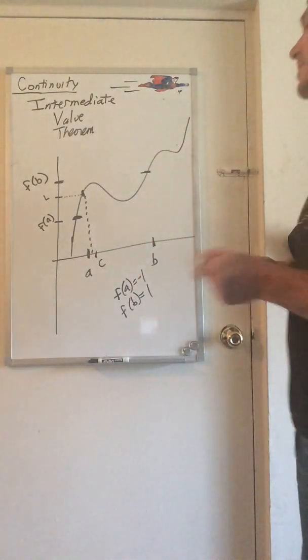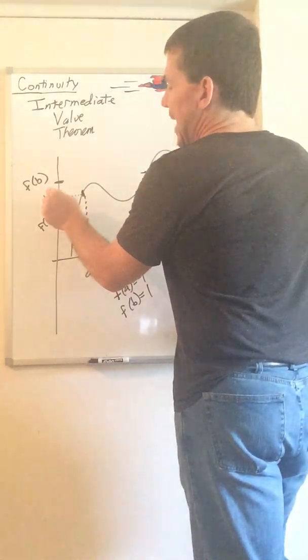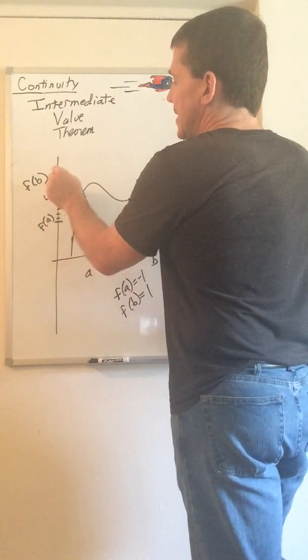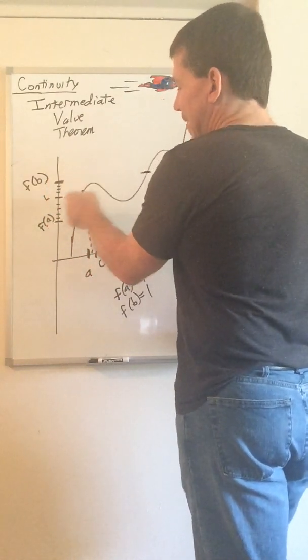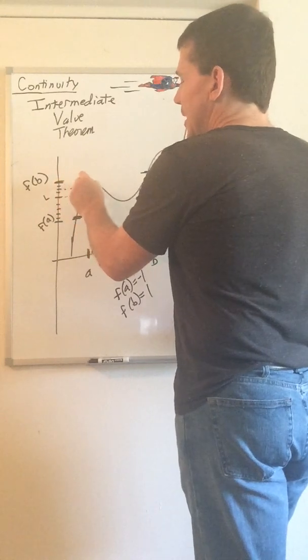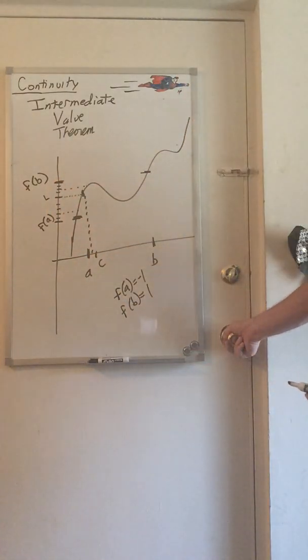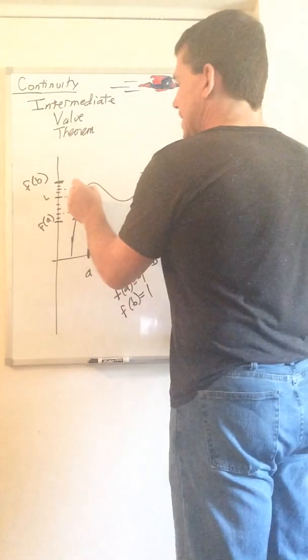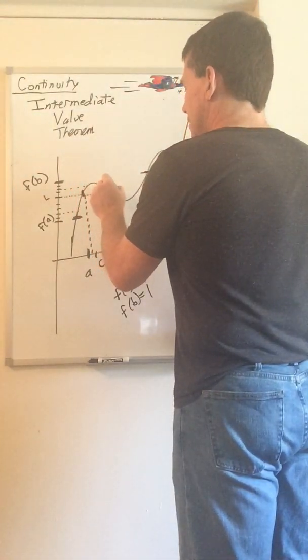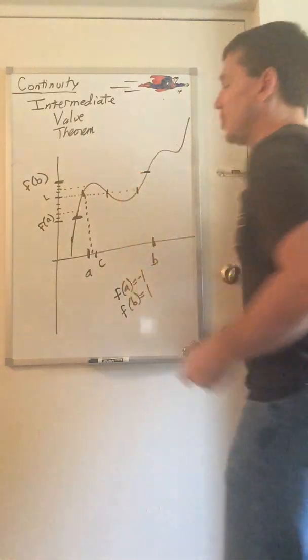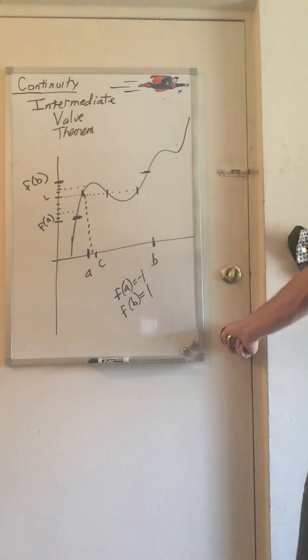A couple of points. Clearly, for any L I pick, which is what the theorem says, I can go over and find some value down here that will map to that point. But in this case, maybe, I can actually find multiple points. The intermediate value theorem doesn't say there's only one point. It doesn't say it's unique. It says there's at least one. There might be a lot. Think about trig functions that oscillate continuously.